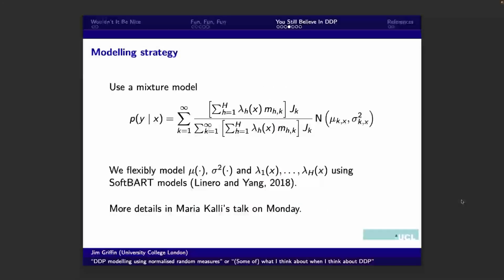Okay, so we can put it in a mixture model, and that's what we get, something like this. The way that we did this was to use a BART model. I said we were going to come back to BART. In fact, we're going to use the soft BART model of Linero and Yang. That's going to allow us to have flexibility in terms of the means, the variances, and these weights. That gives us a very general model. And we're going to do all sorts of shrinkage on the weights to avoid overfitting.